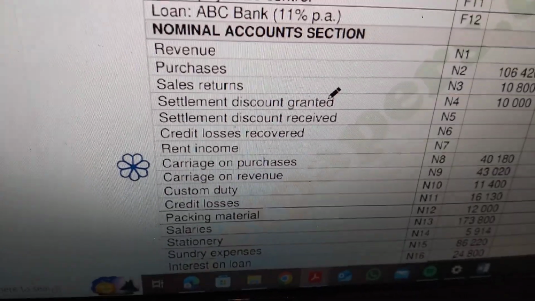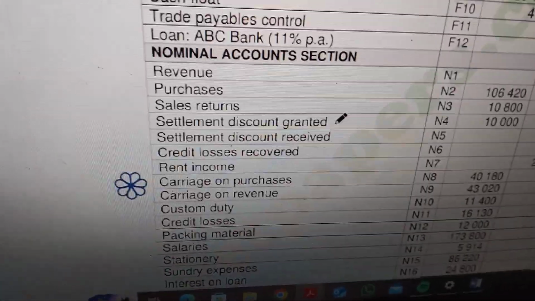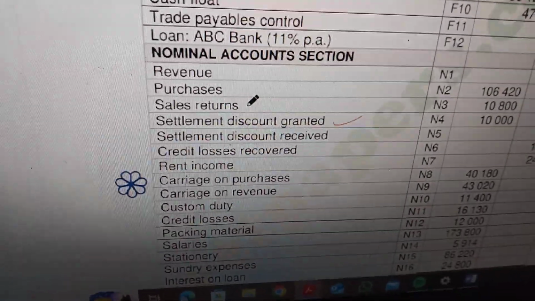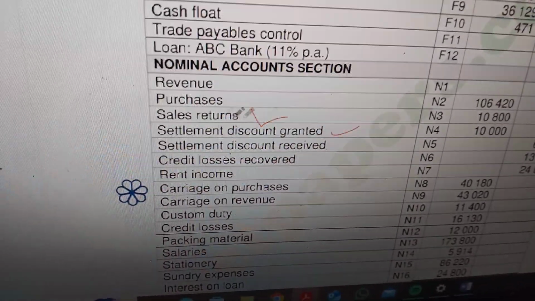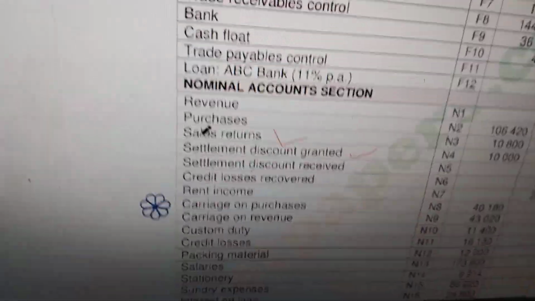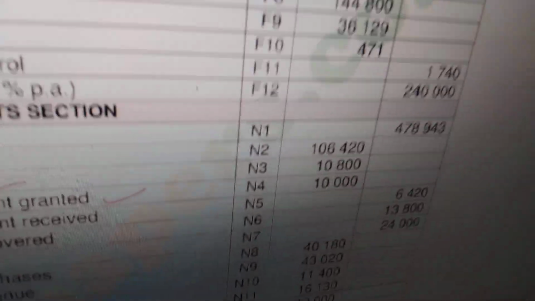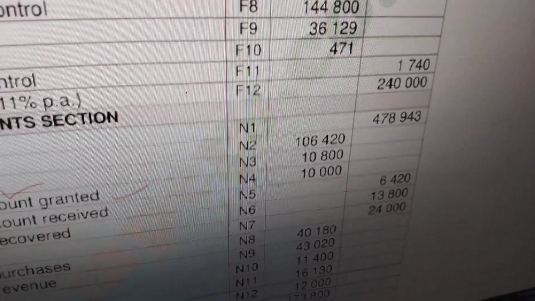Let's just check and see if we have what I have mentioned. Do we have the settlement discount granted? Yes, this is the settlement discount granted. Do we have sales returns? Yes, we do have the sales returns. This is the sales returns. Let's key in amounts. Cost of sales, we're going to open our bracket. The revenue is 478,000.